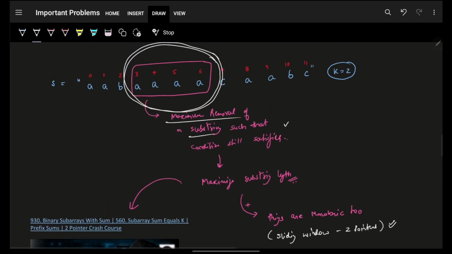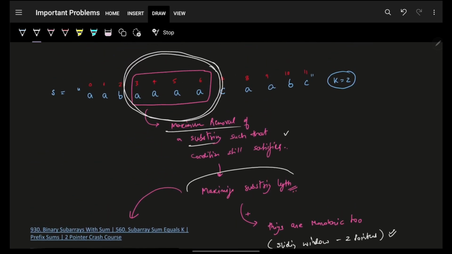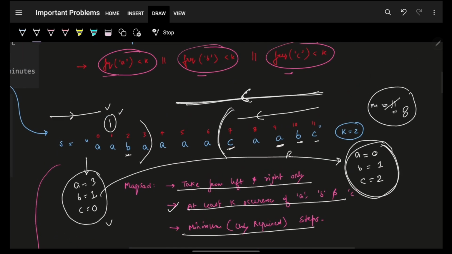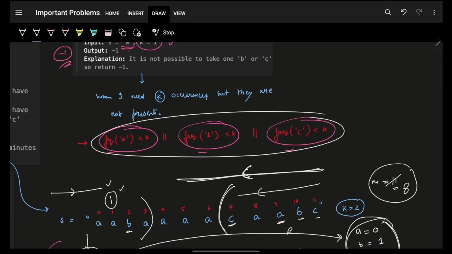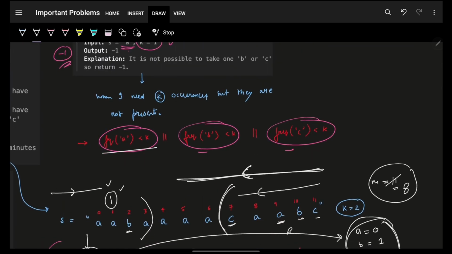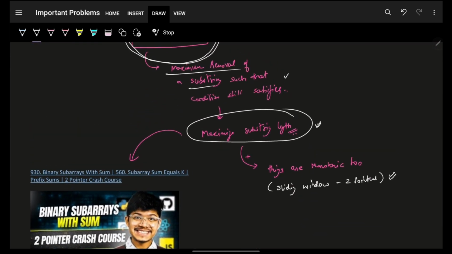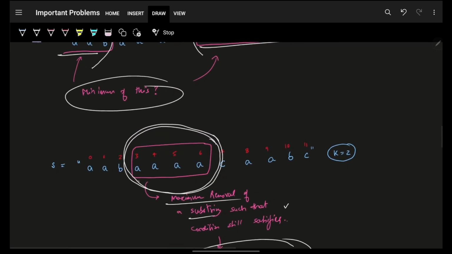So ultimately your goal is to maximize this substring length such that this configuration is still valid, which means the frequency of A is more than or equal to k, the frequency of B is more than or equal to k, the frequency of C also is more than or equal to k, and keep on maximizing the substring length until this condition is satisfied. Now obviously this is a specific window whose length I'm trying to maximize, which infers that I can apply a two-pointer sliding window approach here.